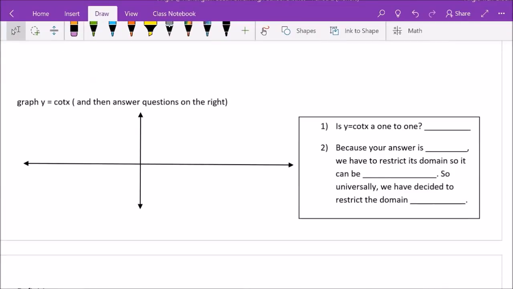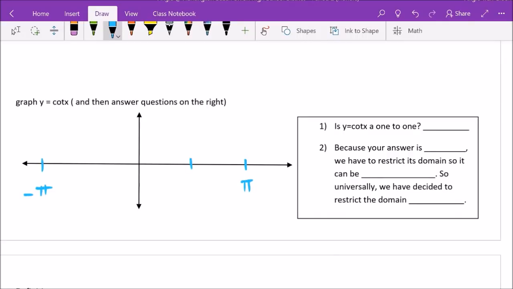Function of inverse. Cotangent. Let me give you 2 minutes to talk to one another about how to start. Can you graph a pi to the right and a negative pi to the left? Okay.